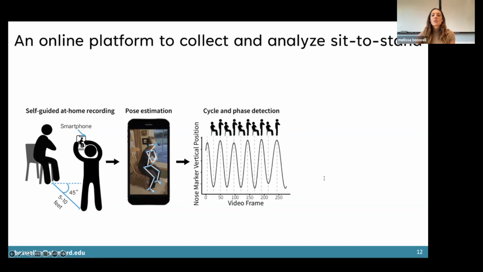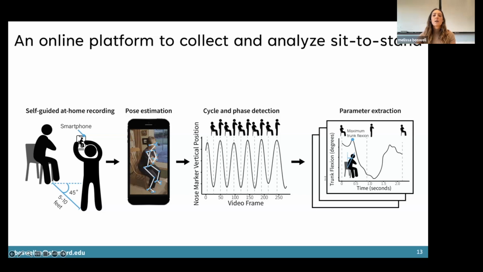We then computed the key transitions of when the participant rises from the chair and returns to sitting. We did this by using the nose marker's local peaks in the vertical axis. In addition to time to complete the task, we computed biomechanical parameters, which I'll explain in more detail shortly.